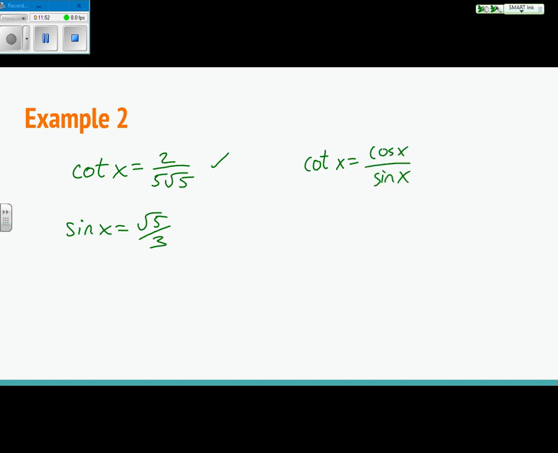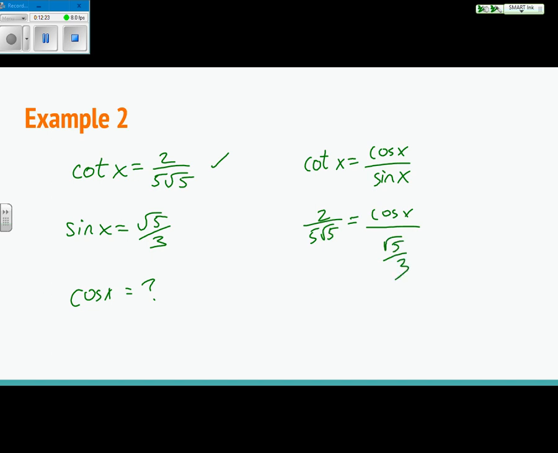They're giving me a little bit different information here. I know what cotangent is going to be, 2 over 5 square roots of 5. I want to know what cosine is. I guess I should put that down here. Cosine x equals something. And if I plug in sine, it's going to be square root of 5 over 3.